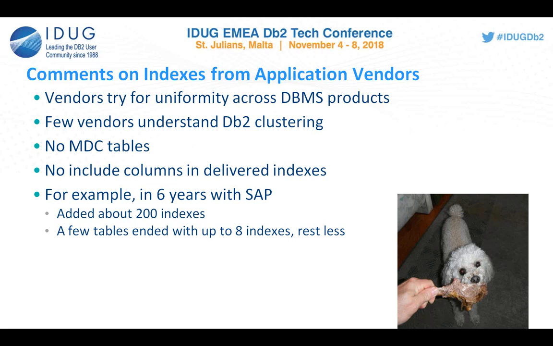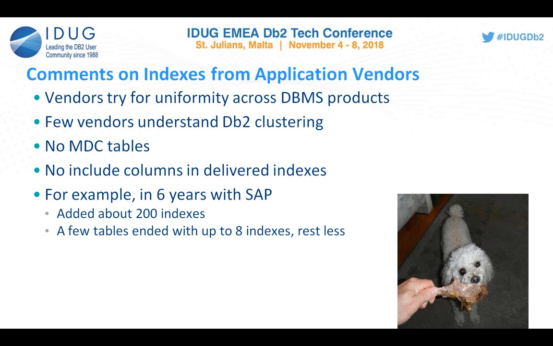And comments on indexes from vendor applications. Vendors try for uniformity. They don't want to design for Oracle, then design for DB2. The definition of clustering in DB2 is different than Oracle. There used to be a kind of a parent-child thing going on in Oracle, where they would try to get the related keys together nearby, as opposed to what DB2 does, which is based on data values. They don't use MDC tables, although I will say that SAP is starting to learn about MDC and ITC tables, the insert time clustering, for certain of their 73,000 tables.